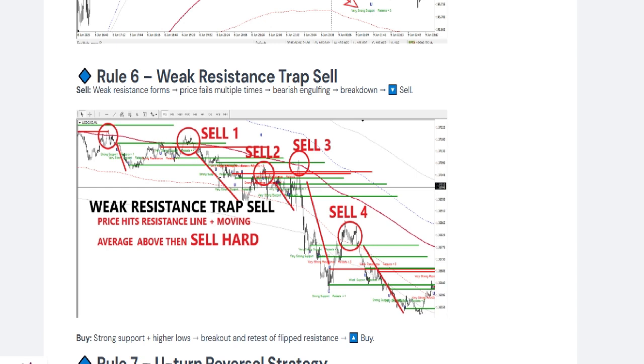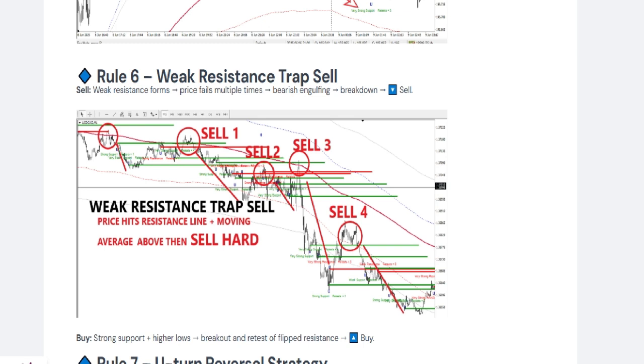Rule number 6 is weak resistance trap sell. When we are in a downtrend, these green lines will be acting as weak resistance lines. So what happens is that weak resistance forms, then price fails multiple times, then bearish engulfing and break down, then you sell. So we have the weak resistance forming somewhere here, and then the price goes down, then comes back to retest this weak resistance.